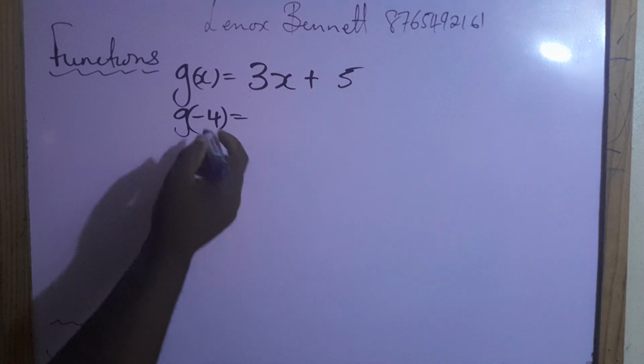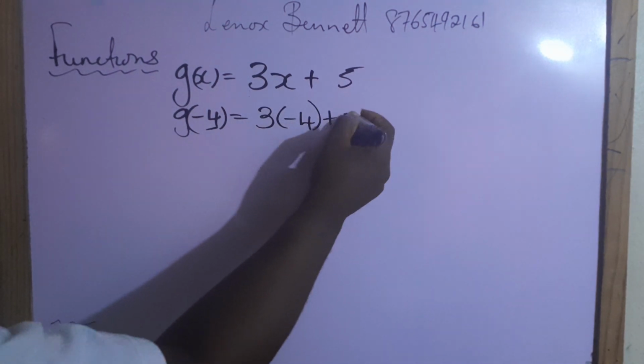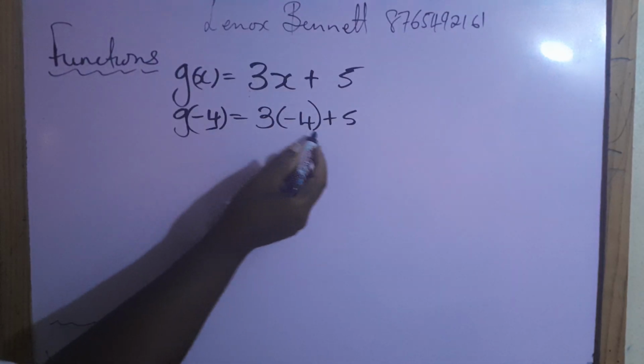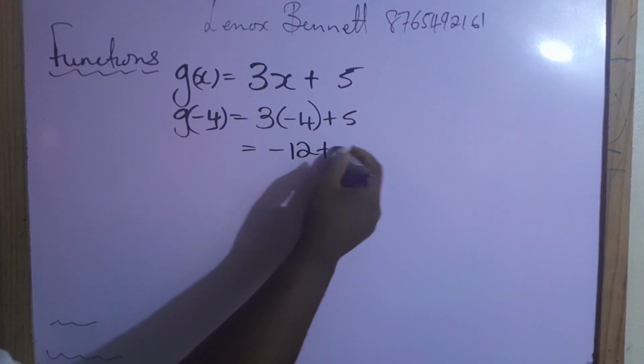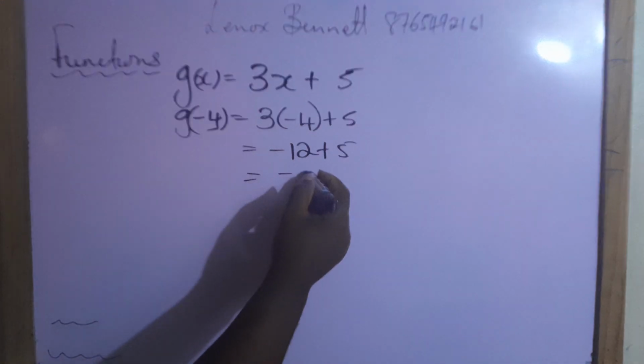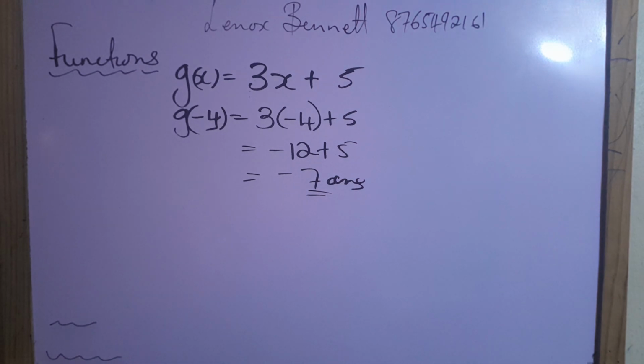So this is our input. So 3 times negative 4 plus 5. A positive times a negative, that's negative. So that will give you negative 12 plus 5. So that gives us negative 7. Remember, the 12 is bigger, right? Once the signs are different, we subtract and keep the sign of the bigger one.